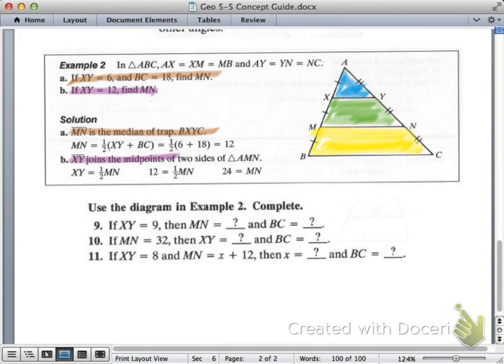Now, the other question that we have, it talks about XY. Well, if XY is equal to 12, what is MN? Triangle mid-segment. Mid-segments are equal to half of the base, or the flip of that is the base is equal to double the mid-segment. Go ahead and give these questions a try, and again, ask questions if things don't make sense. I'll display the answers in just a moment.